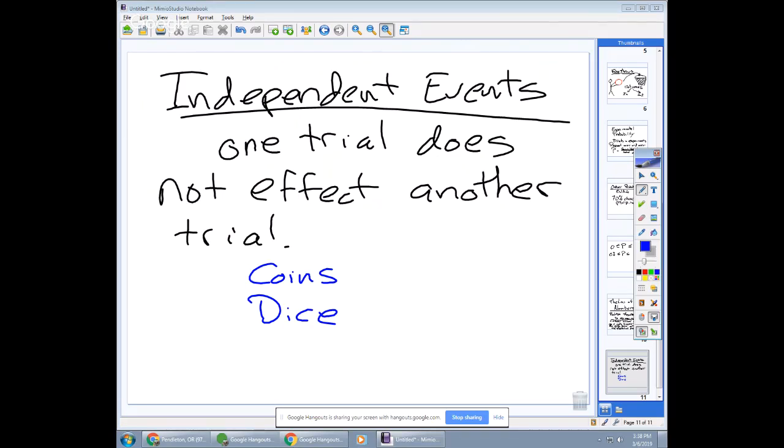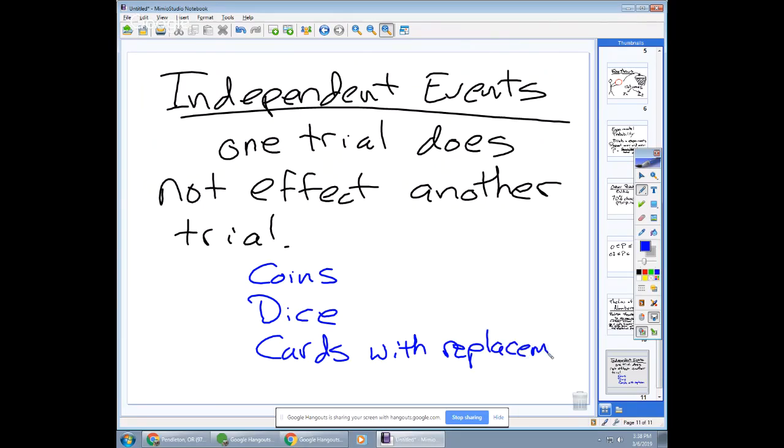So I'm going to write cards in this list with replacement. What that means is I replace the card back into the deck. As long as I do that, playing with cards is independent. But generally, if we're going to play poker, I'm not replacing the card back in the deck. You get to keep your set of cards. That means the probabilities are not independent.